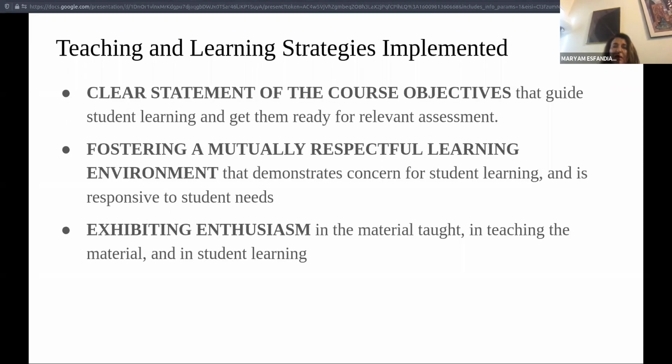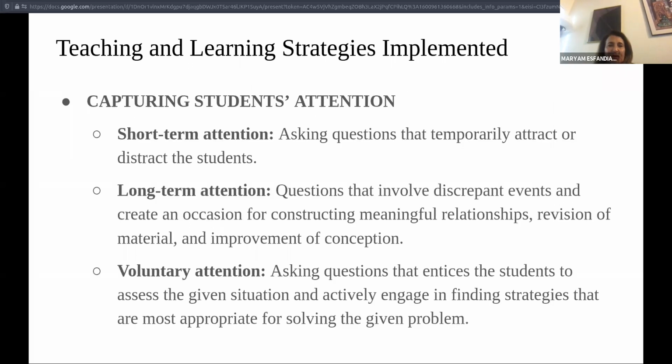So the first thing that is very, very important is the clear statement of the objective, which guides the students. By looking at that objective, they know how they'll be evaluated. The other important thing is that you create a mutually respectful learning environment for the students to feel comfortable asking questions, social concern for students, and exhibiting enthusiasm about what you're teaching. So these are all the cognitive aspects of the model. Next slide, please.